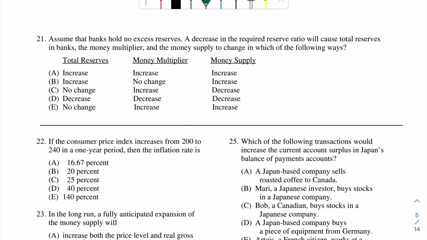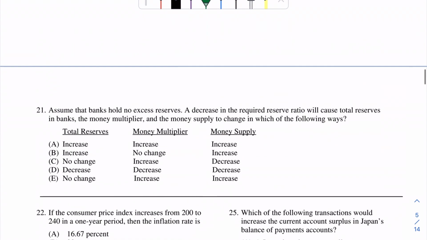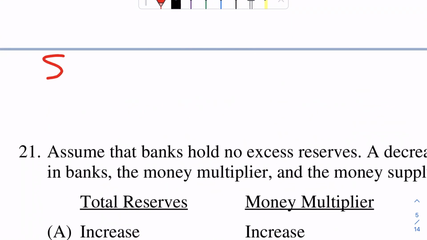So, if they hold no excess reserves, that would mean that whatever is required is what they have in their bank. So, no extra money. Okay. So if we decrease the required reserve ratio, did we change anything with the total reserves? No, right? What happened to their excess reserves? Their excess reserves will increase. If you're confused about what I'm saying, that's okay, because I'm going to give it an explanation.